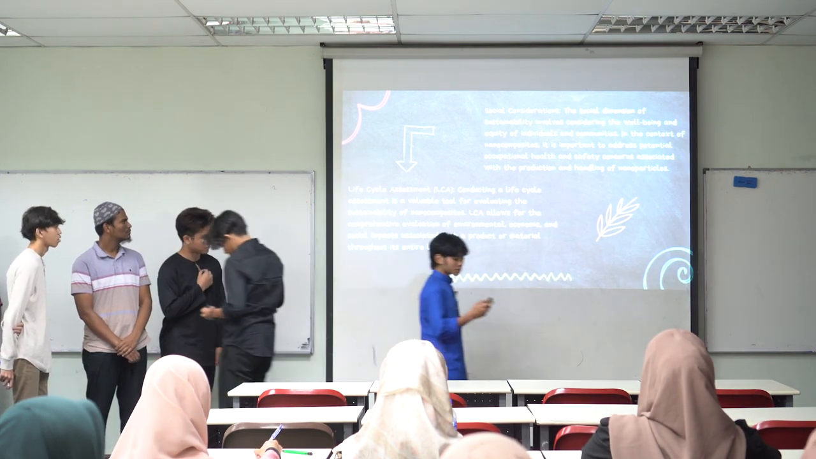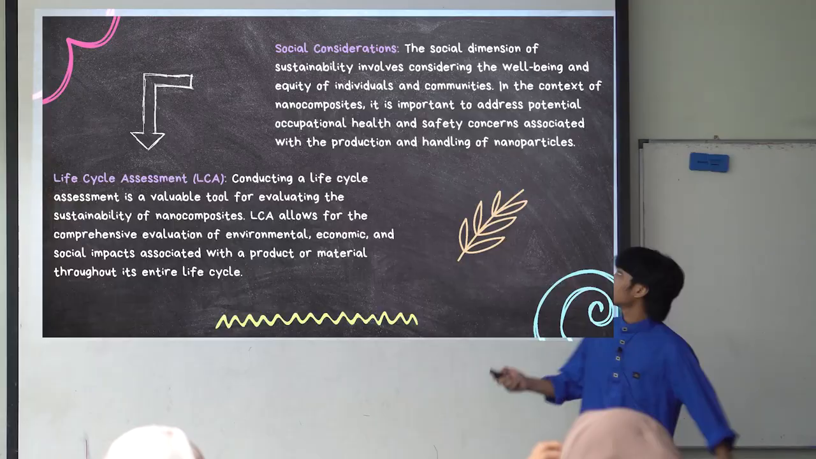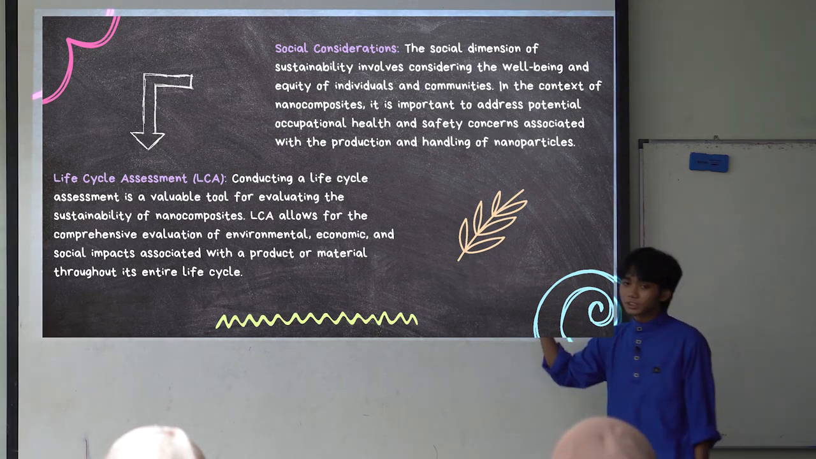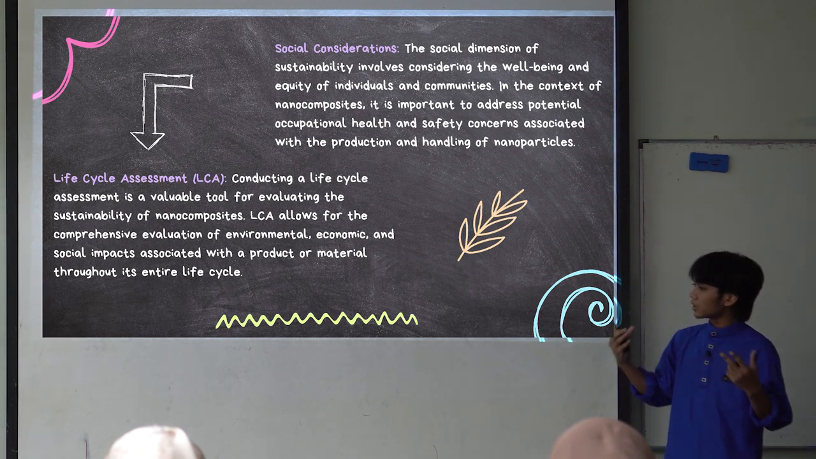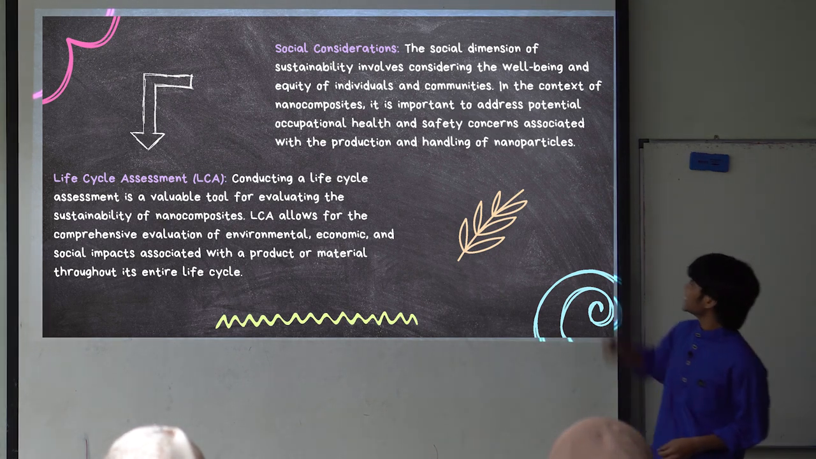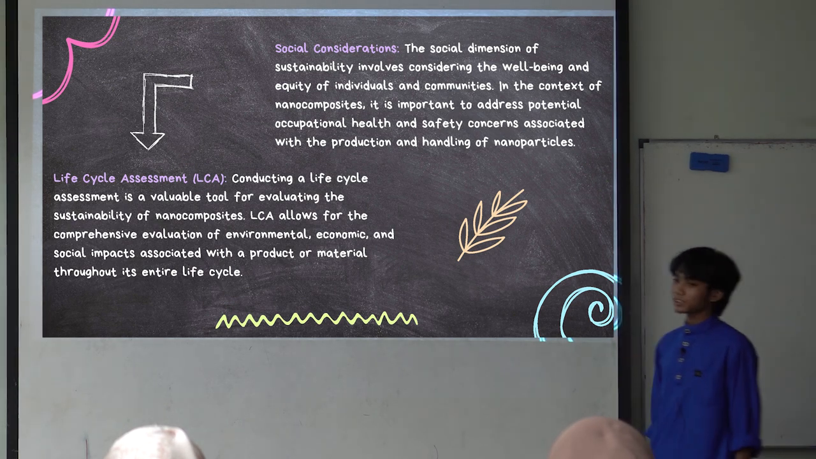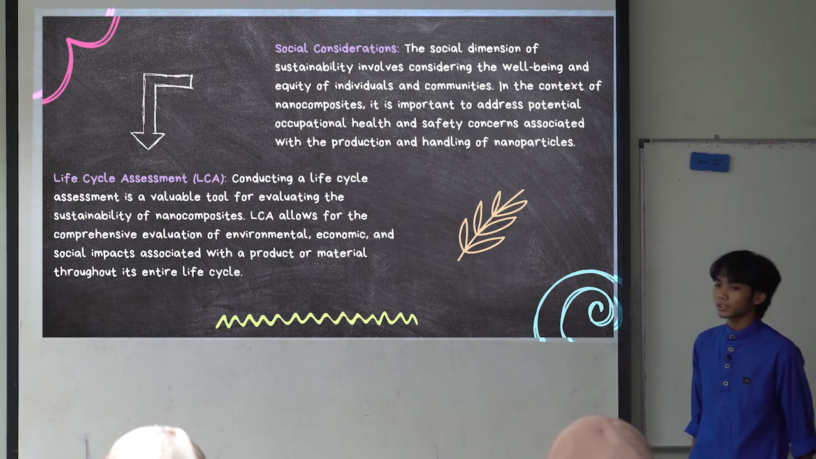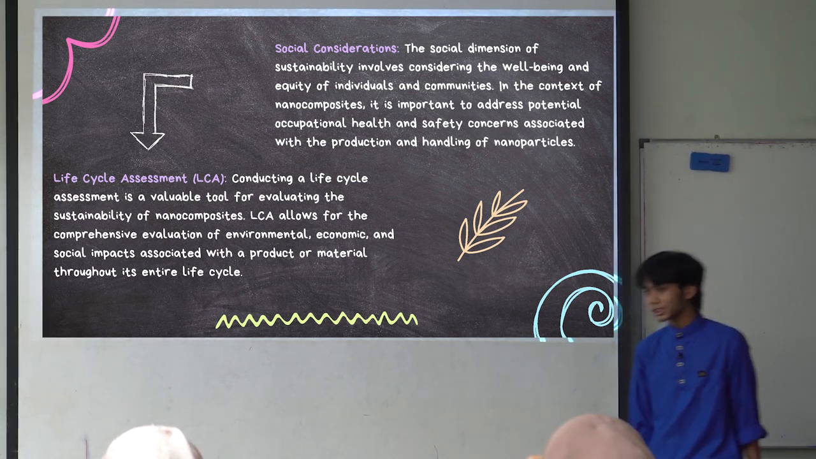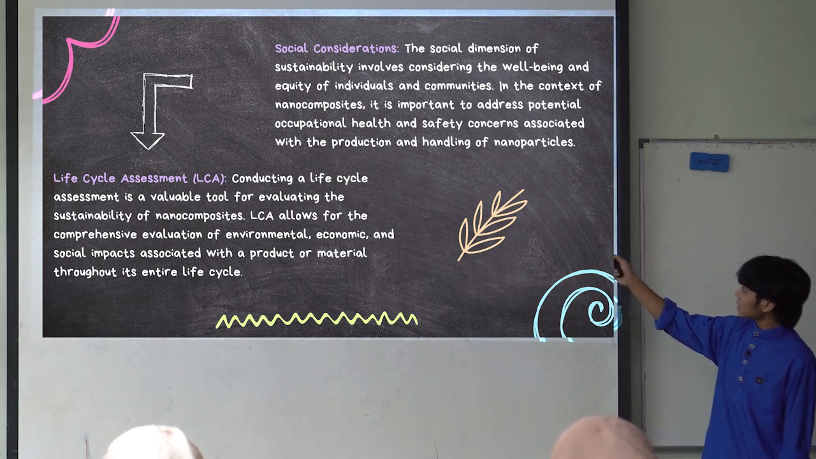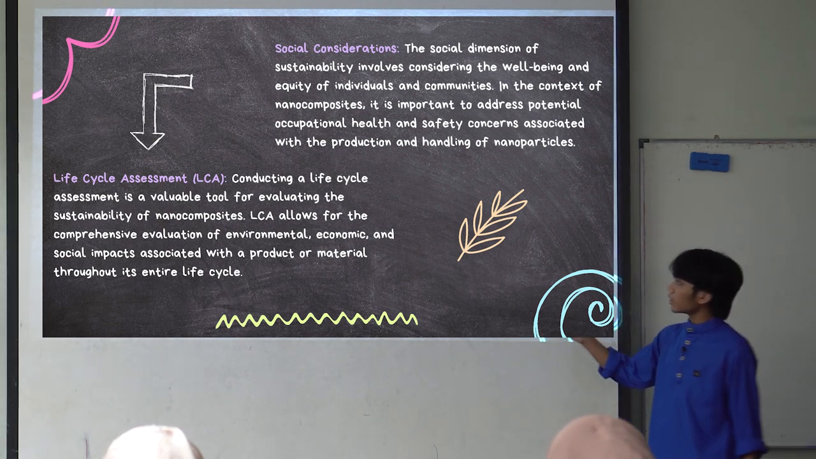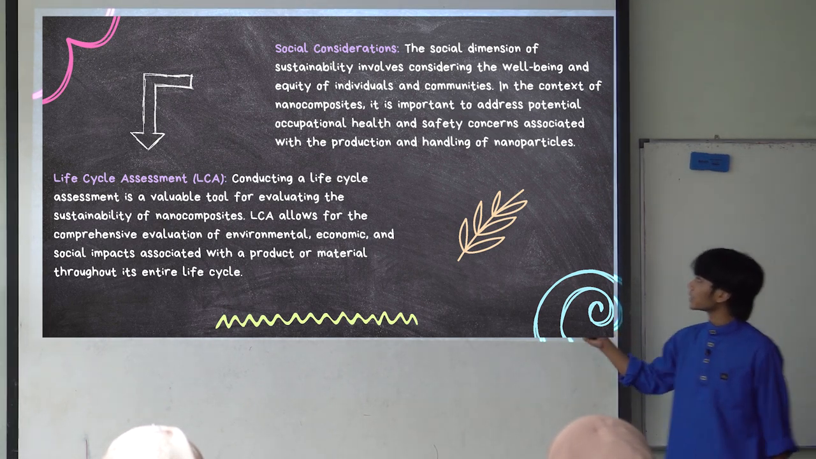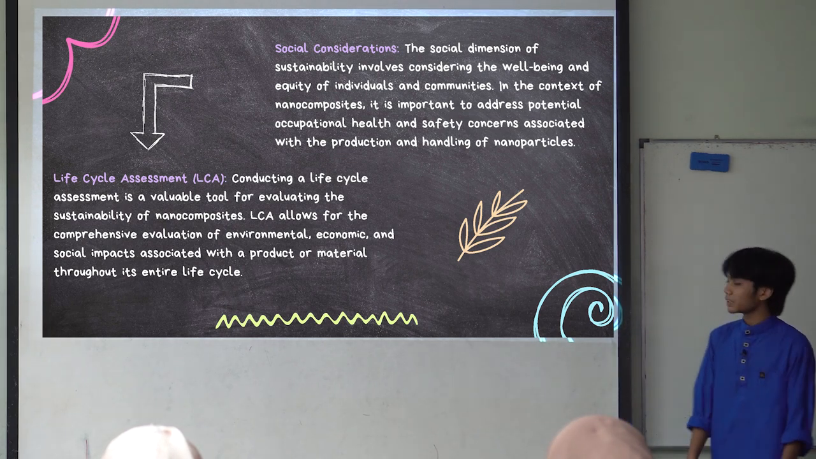So for the third sustainability aspect of nanocomposite, it is social consideration. The social dimension of sustainability involves considering the well-being and equity of individuals and communities. In terms of nanocomposite, it is important to address the occupational health and safety concerns associated with the production and handling of nanoparticles.